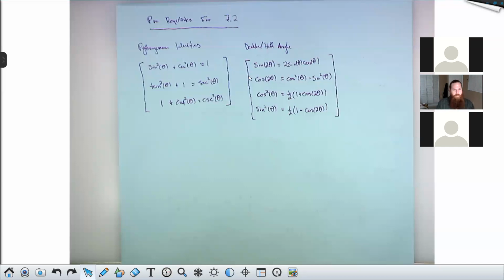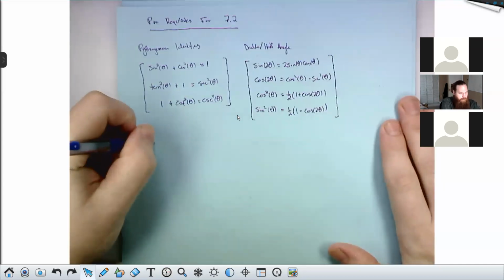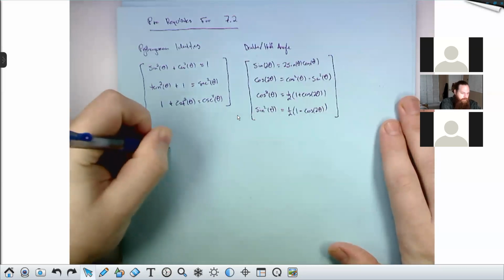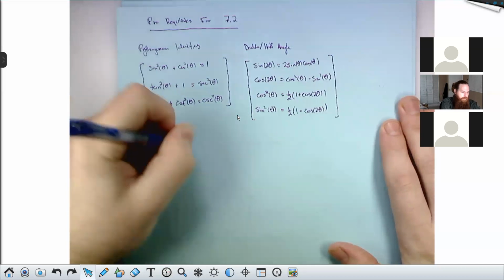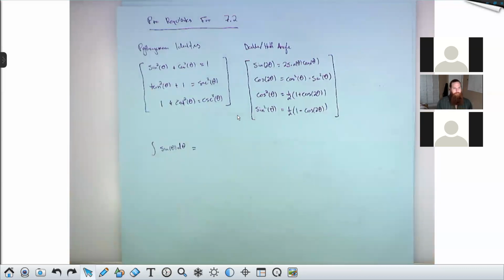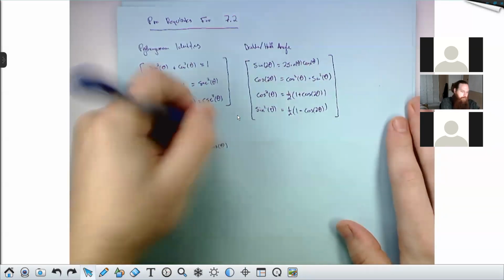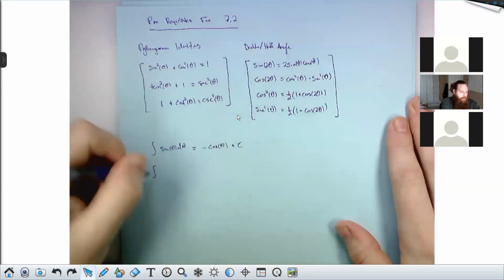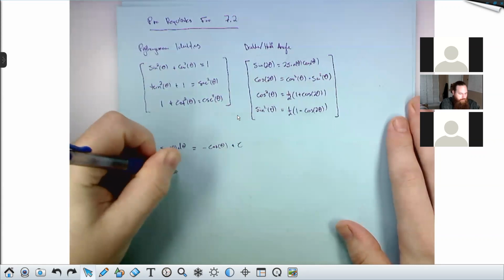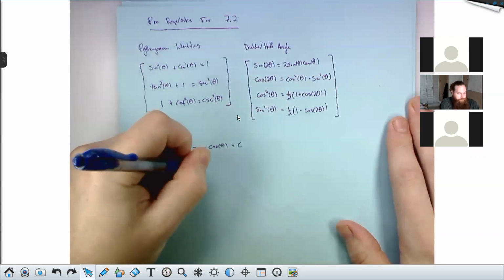All right, these are the trig identities, but this isn't the only thing that you need to have in your pocket to get going with section 7.2. There's a handful of fundamental trigonometric integrals that you also need to know. Of course, we know that the integral of sine theta itself is negative cosine theta, plus a constant. The integral of cosine theta is sine theta.